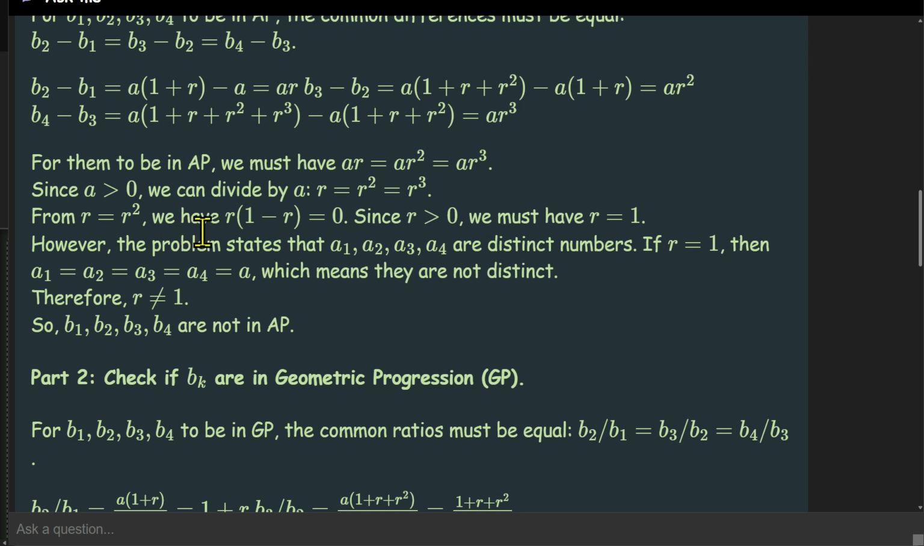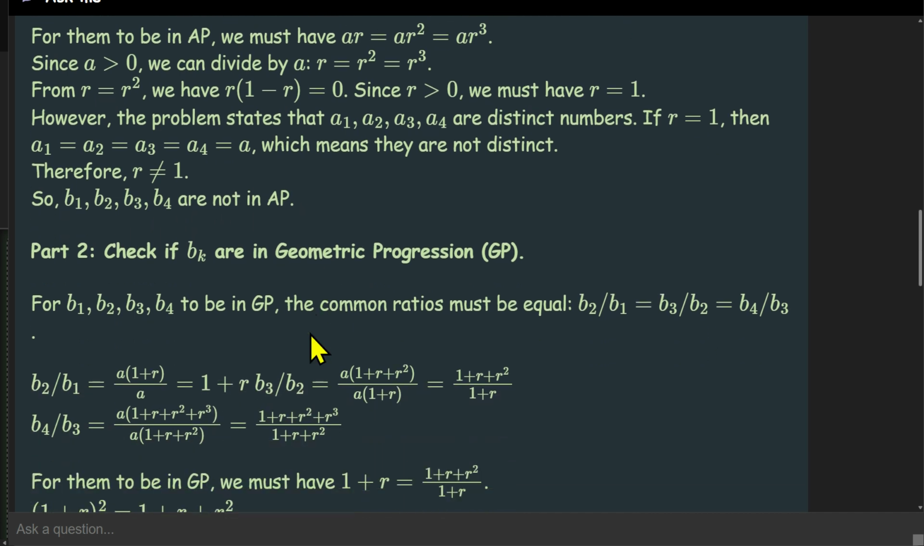From r equal to r square, we have r times 1 minus r equal to 0. Since r greater than 0, we must have r equal to 1. However, the problem states that a1, a2, a3, a4 are distinct numbers. So if r equal to 1, then a1 equal to a2 equal to a3 equal to a4 equal to a, which means they are not distinct. Therefore, r is not equal to 1. So b1, b2, b3, b4 are not in AP.